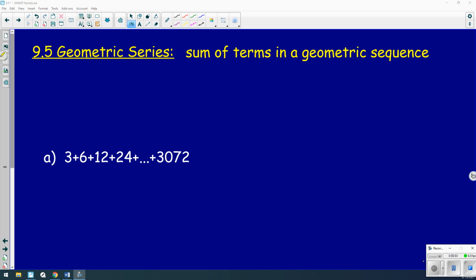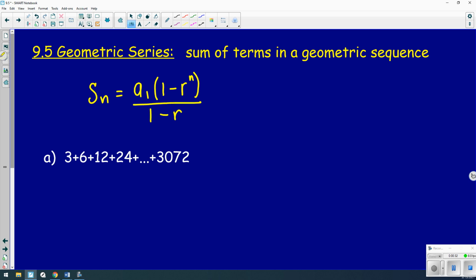So last time we talked about arithmetic series, which was the sum of the terms of an arithmetic sequence. Today we're going to talk about geometric series, which is just the sum of the terms in a geometric sequence. We have a new formula for geometric series, and that formula looks like S sub n, where n is the number of terms, equals a sub 1 times the quantity 1 minus the common ratio raised to the n power, divided by 1 minus r.